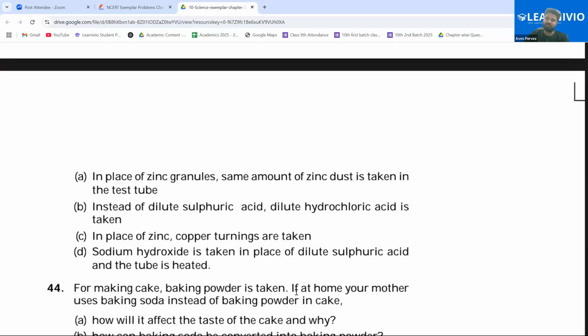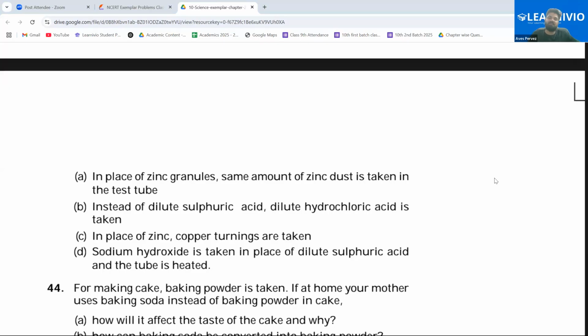No, because copper is less reactive than hydrogen, so it will not react. Got it? It will not react. Yes. It will not react. It's okay. So this is the same thing because copper is less active.